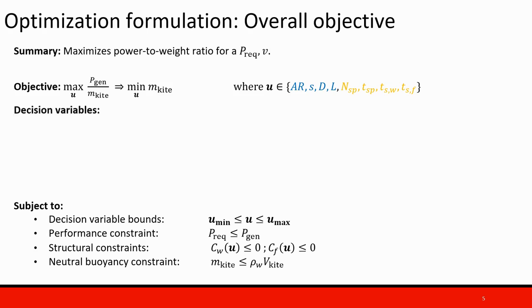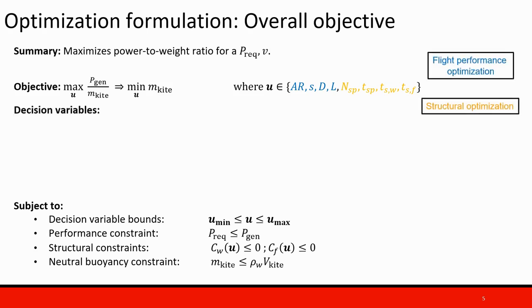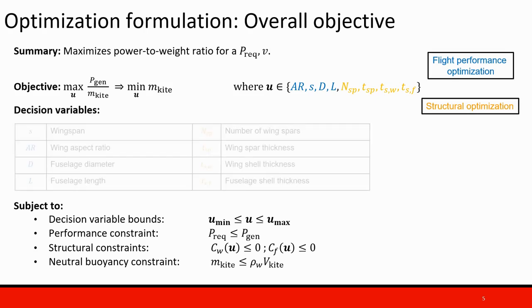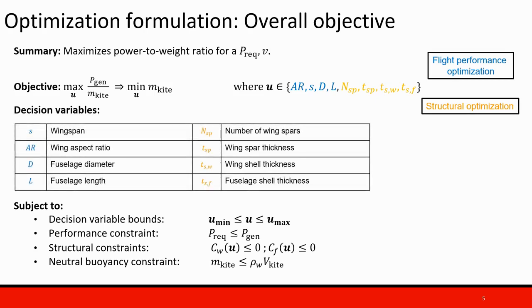The decision variables can be broadly classified into flight performance variables and structural optimization variables. They are the wingspan and aspect ratio, the fuselage diameter and length, the number of spars and the thicknesses of the spars, and the thickness of the wing shell and the fuselage shell.